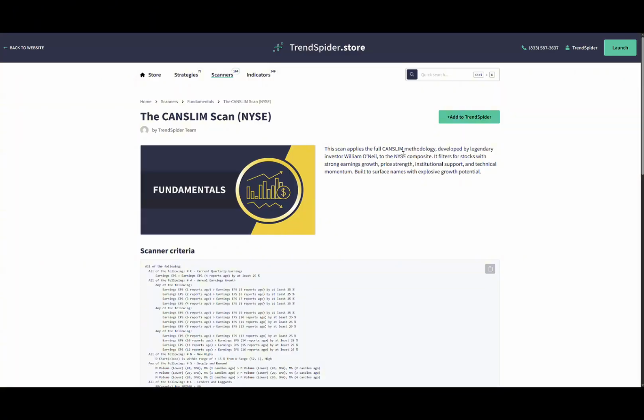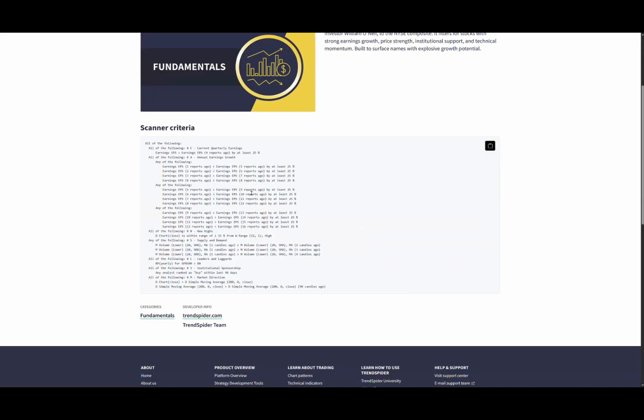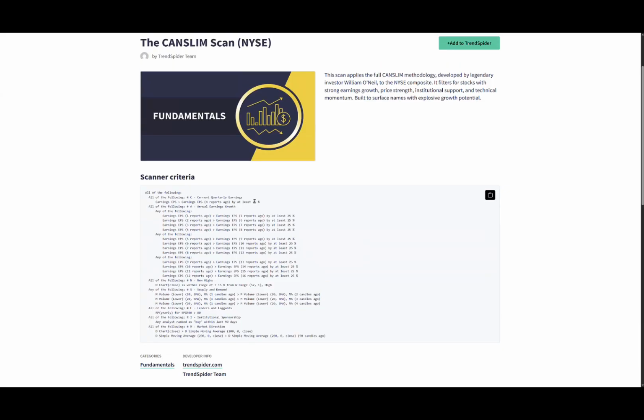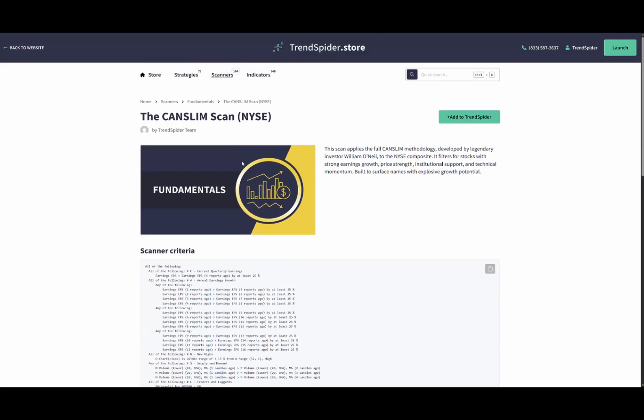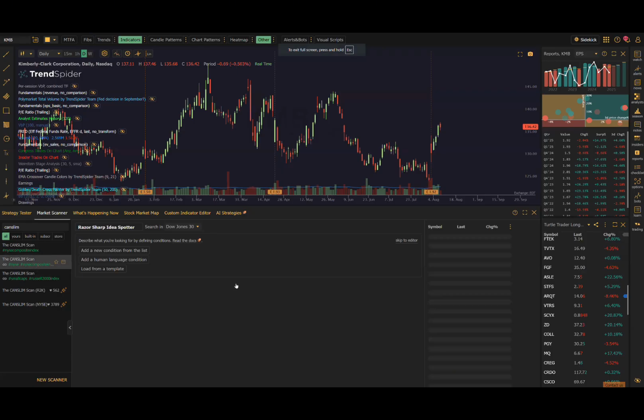The CANSLIM methodology was created by William O'Neil. He is the founder of Investor's Business Daily, I believe it's called. And yeah, very popular guy. He wrote How to Make Money in Stocks. His criteria is basically looking for earnings growth, institutional demand, stocks trading near their highs, high relative performance, et cetera, et cetera. And so we built a scan that incorporates all of that stuff for you guys.